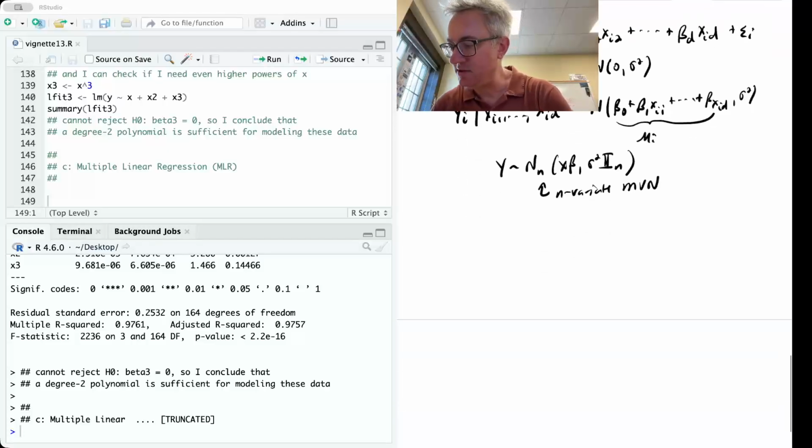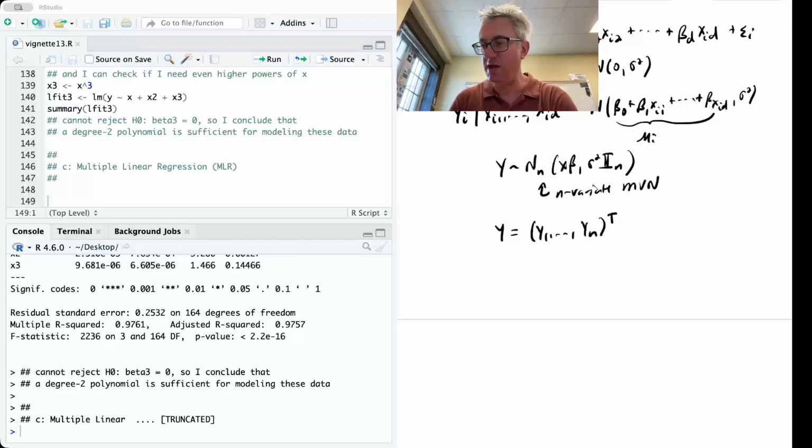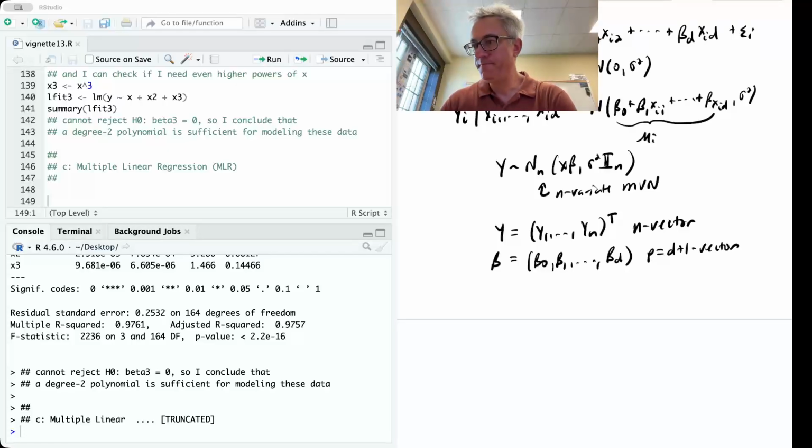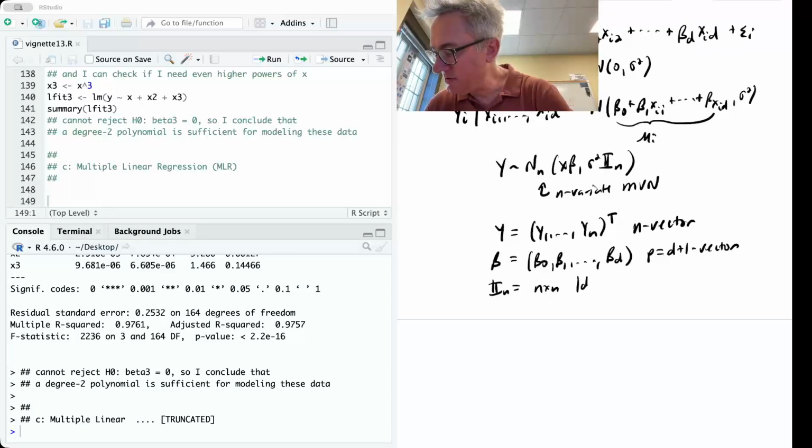So let's talk about these things. Y is an n vector. It has all of the observations. That doesn't look like a y, but it should. So it's a column vector, so I'm writing it out as a row and then transposing it. So it's an n vector. And beta is a p vector. Actually, a d plus 1 equals p vector. So it looks like this. So it's a p equals d plus 1 vector. And then I_n is an n by n identity matrix.